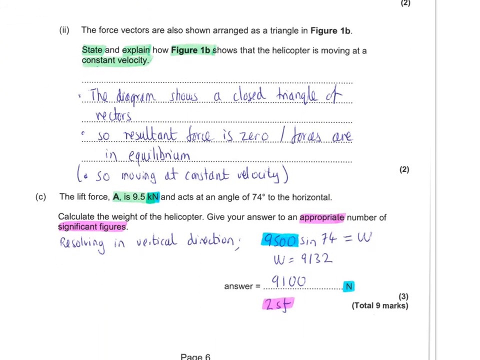So finally, to solve the problem, we have that the vertical component is equal to the weight. Be careful, the answer is marked as in newtons, so we're going to convert 9.5 kilonewtons to 9,500 newtons. Finally, notice that you've been asked to state your answer to an appropriate number of significant figures. Looking at the data given in the question, we have 2 significant figures, so we leave our answer also to 2 significant figures, 9,100 newtons.